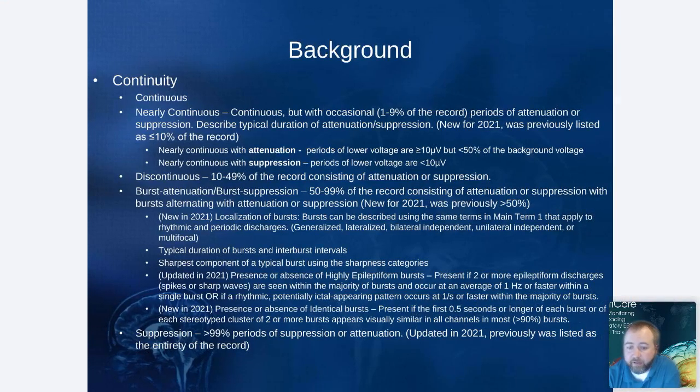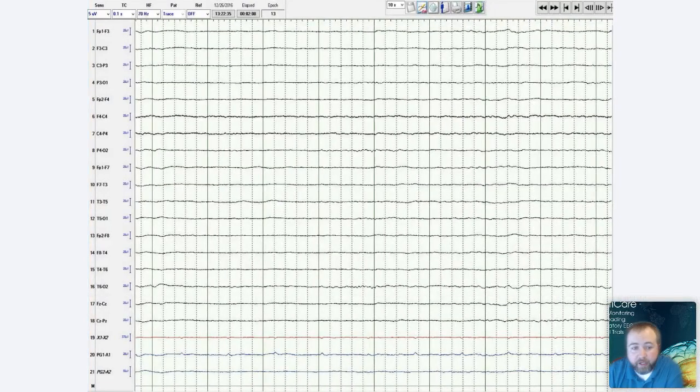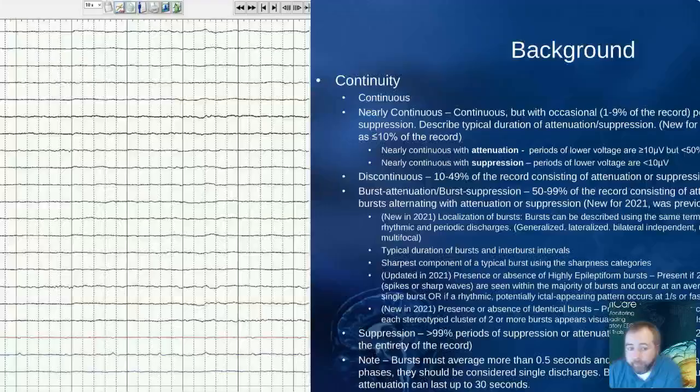And lastly, suppression, again, updated because it was previously listed as just the entirety of the record. Now it's greater than 99%. Here too, I think we all know what suppression is going to look like, but I threw a pattern in here anyways. Again, the same patient, but this is when no bursts were present and the EEG was completely suppressed.